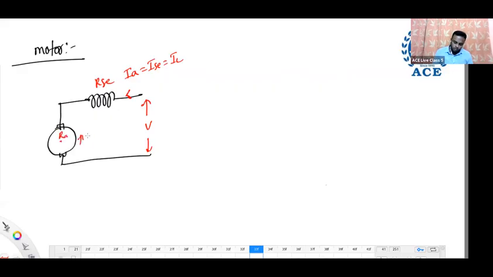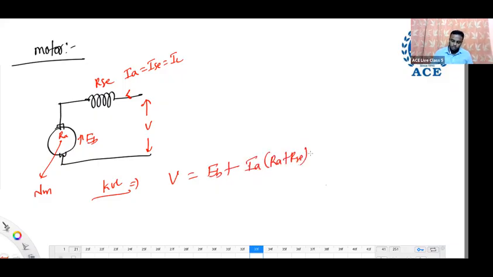The EMF induced in a motor we call back EMF. Now write the KVL equation of the motor: input voltage V equals the EMF induced in the armature EB plus the drops. The same drops, RA plus RSC plus the brush drop. This is the KVL equation.